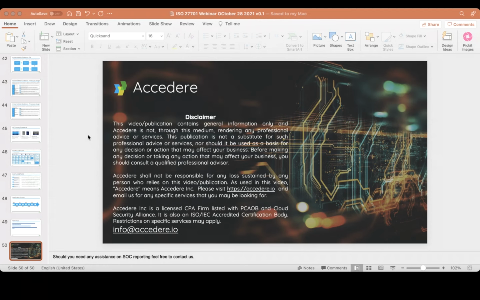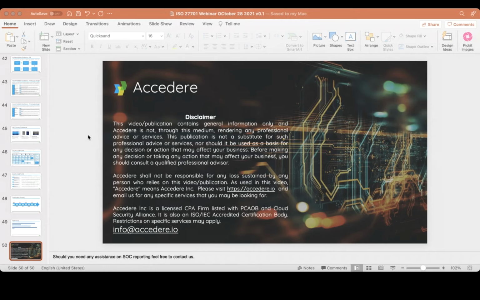We are not attesting to GDPR. We are not attesting you to CCPA. We are only attesting you to the 27701 standard or the SOC 2 for privacy, which is the Trust Services Criteria standard. We are only saying you are complying with these controls, or the control objectives, or the points of focus mentioned in that particular standard or framework.